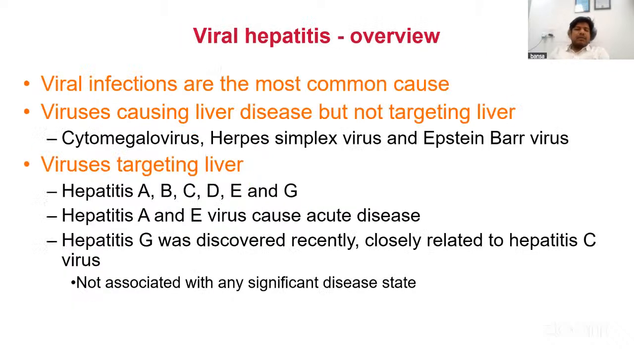Viral hepatitis is the most common cause of liver disease, mainly hepatitis A, B, C, D, E, and some non-hepatic viruses like cytomegalovirus, herpes simplex virus, and Epstein-Barr virus. There is another category of virus, hepatitis G, which was recently discovered and is closely related to hepatitis C.